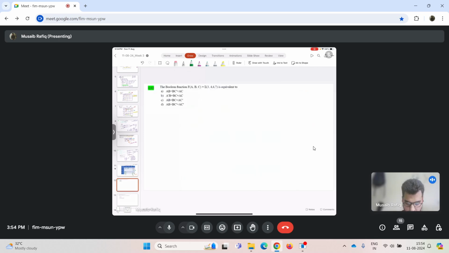Now moving forward to question number 10. The question number 10 states that the Boolean function f of abc equals the sum of minterms 3, 4, 6, 7 is equivalent to... I will again repeat this question. The Boolean function f of abc equals the sum of minterms 3, 4, 6, 7 is equivalent to. So I'll give you a couple of minutes to solve this question and you can type your answer, then I'll show you the solution.